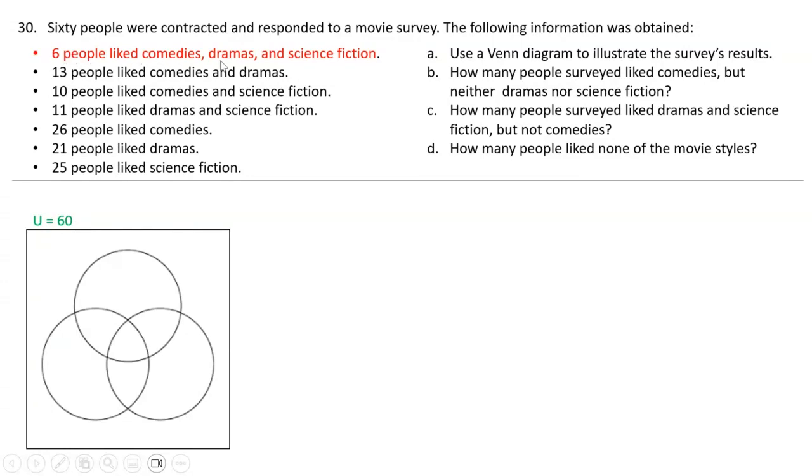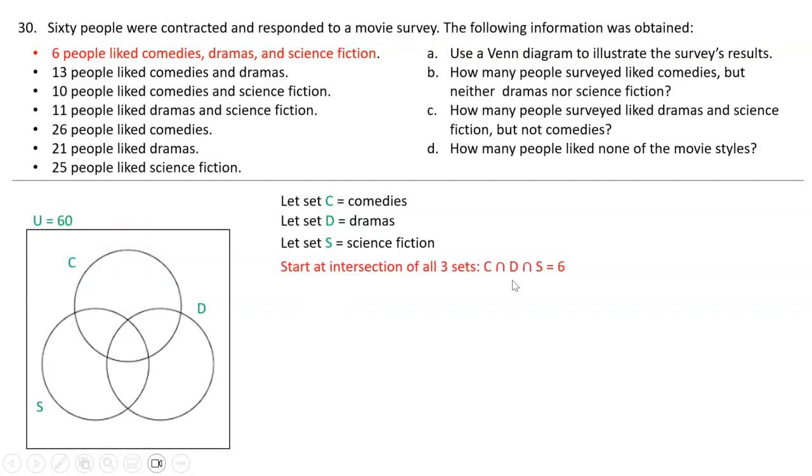6 people like comedies, dramas, and science fiction. So this is where we start, where they all intersect, which is in red, which would be this area here. Okay, so let's do this first. This will be comedies, this will be dramas, and this will be the science fiction. Now here's where we start: the intersection of all three, which will be this area here. That's 6.